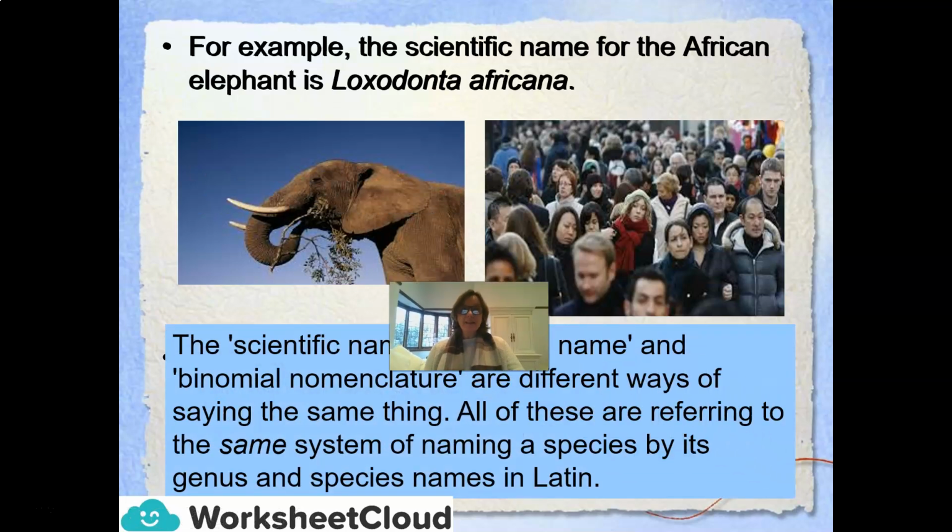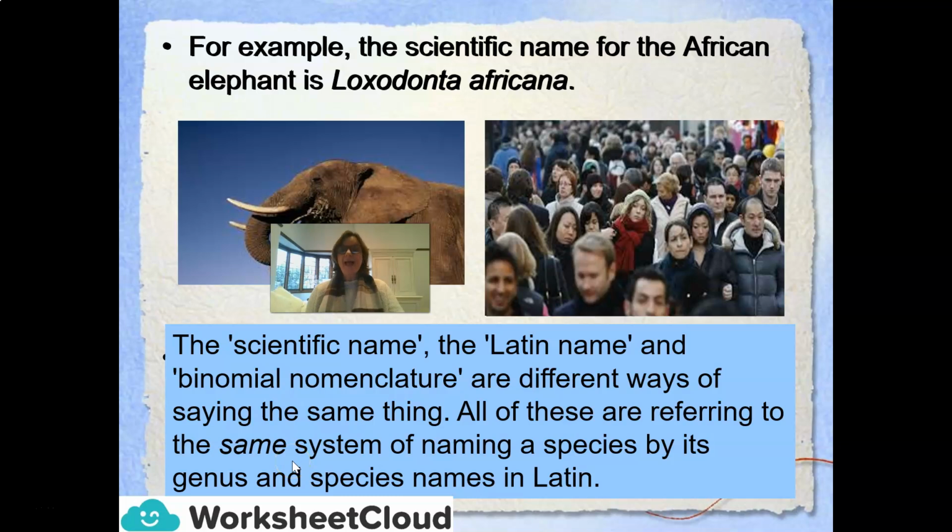The scientific name, the Latin name, and the binomial nomenclature are different ways of saying the same thing. Sure, why do they want to confuse you, grade 7? I don't know. All of these are referring to the same system of naming species by its genus and the species name in Latin. Okay, so the scientific name, the Latin name, and the binomial nomenclature are all saying the same thing.